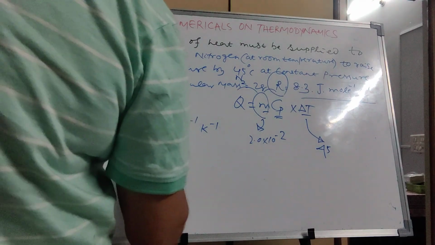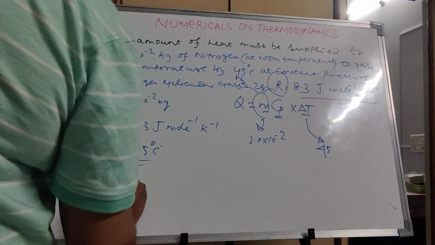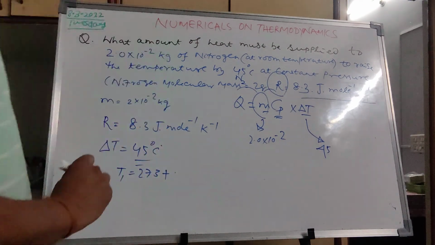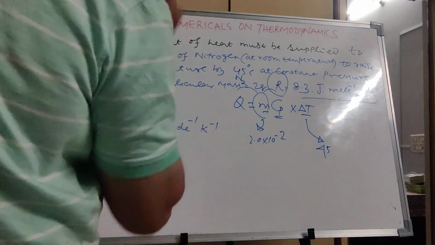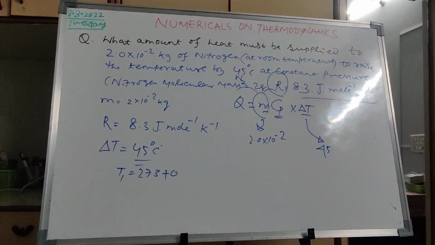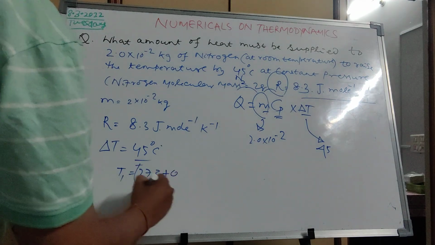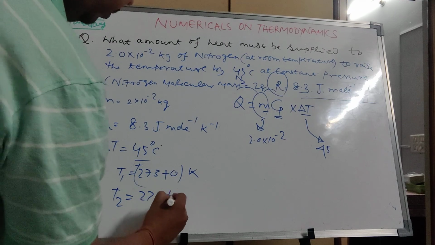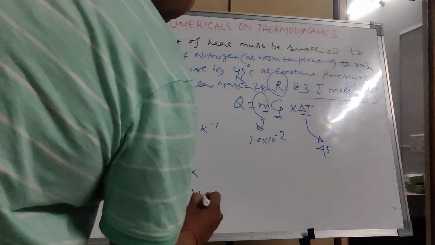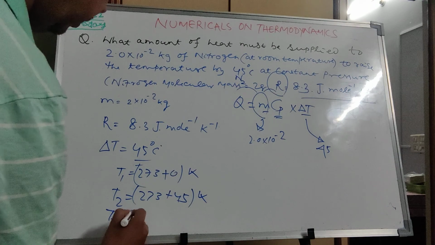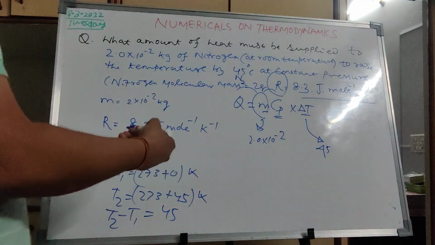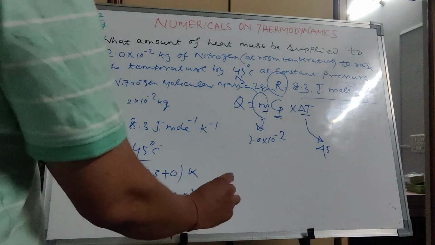say in Kelvin, it will become, like say initial temperature T1 will be 273 plus some temperature. Let us say it was at 0 degree. So this is in Kelvin, right? Let us say T2 is equal to 273 plus 45. That many Kelvin. So that means T2 minus T1 in Kelvin will become again 45. So whether it is in degree centigrade or whatever, it will be 45. So we know del T is 45.